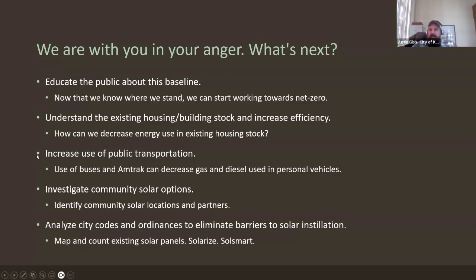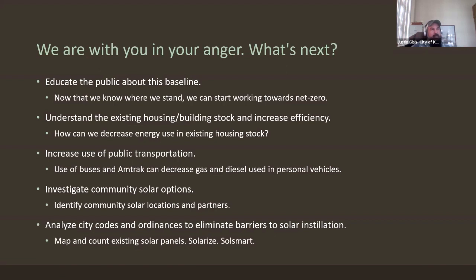And then the basic things that we all have been preaching forever: increased use of public transportation, investigating community solar options. I know I'll burst some bubbles here. I've been talking to community solar folks. I don't know where it fits within the city. Yeah, I have that slide at the end. I won't get ahead of myself. And then looking at city codes and ordinances to eliminate barriers to personal household solar installations.